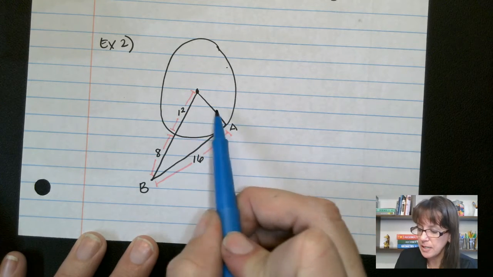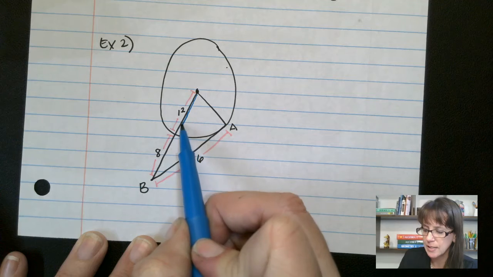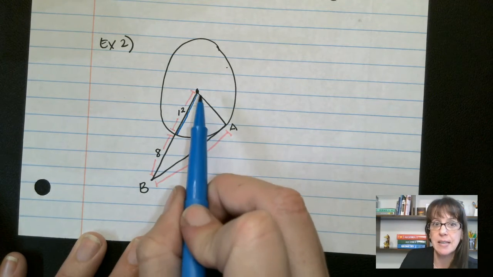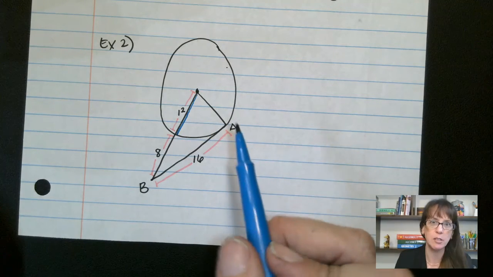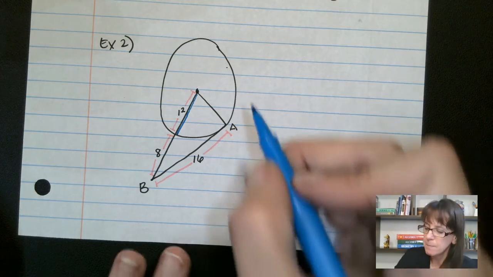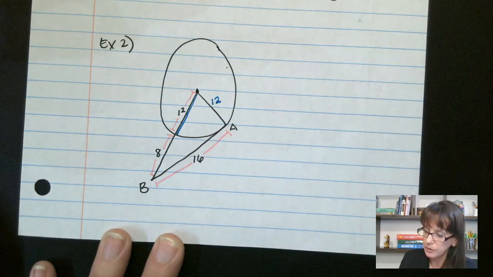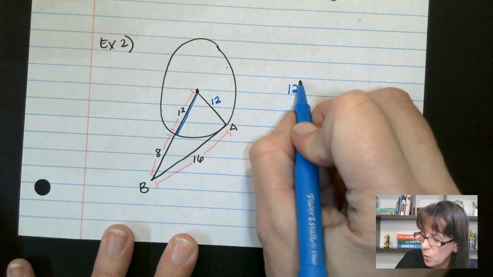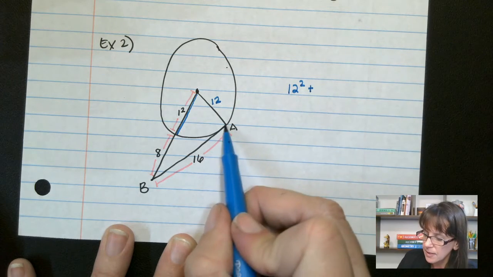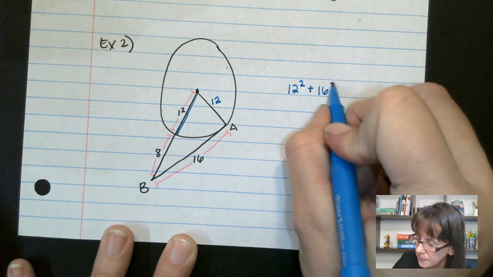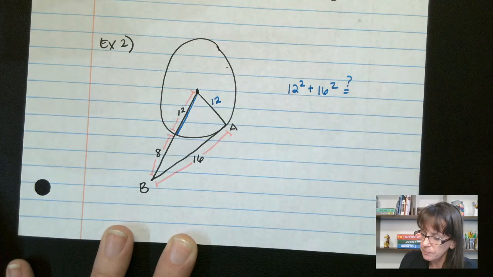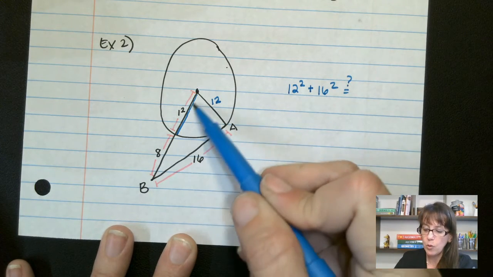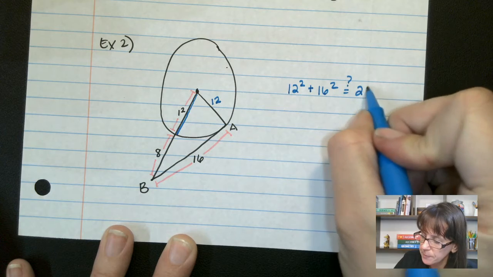Conveniently though, do you see how this right here is 12? That's a radius, because anything going from the center, a line going from the center out to the circle is a radius. So this is also 12. So what we can say is 12 squared plus this one right here, 16 squared. Does that equal, and now we need this whole thing here, which is 20 squared.